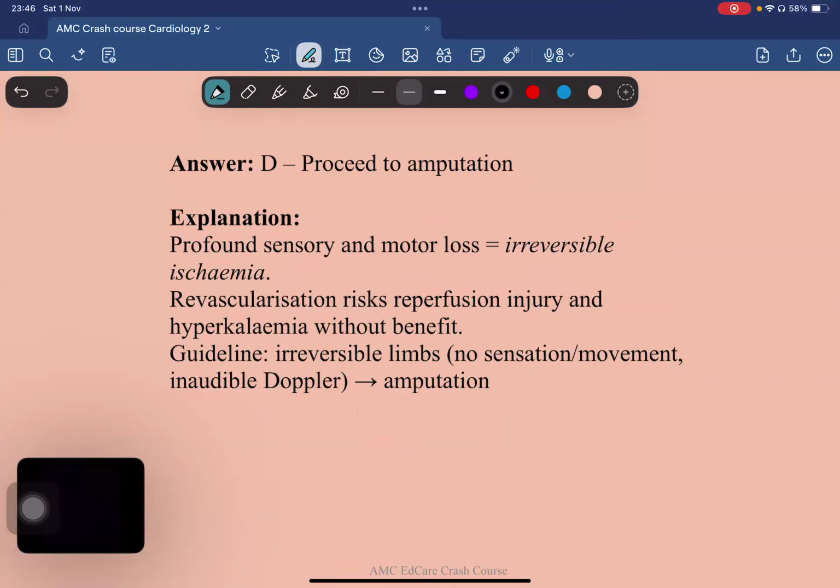Sent you all the link for deep vein thrombosis. So let's do a little discussion on that. It's also a very commonly occurring topic in AMC. So let's have a look at it.